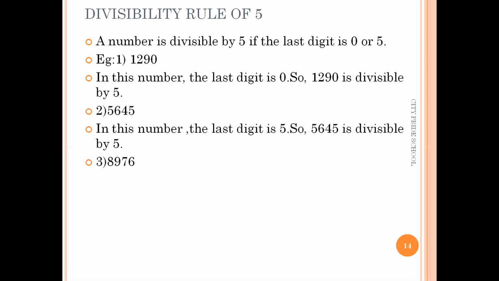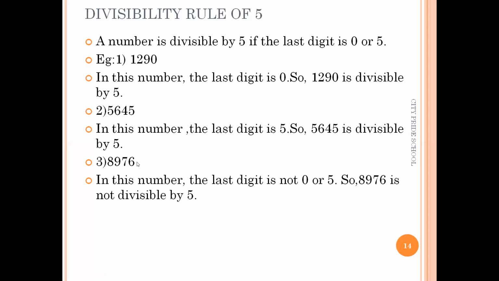Another example is 8976. Here, the last digit is 6. But when a number is divisible by 5, the last digit should be either 0 or 5. But here, the last digit is 6. So 8976 is not divisible by 5.